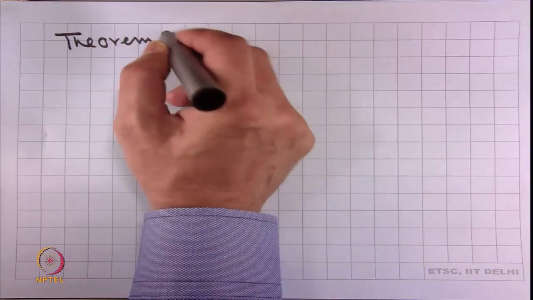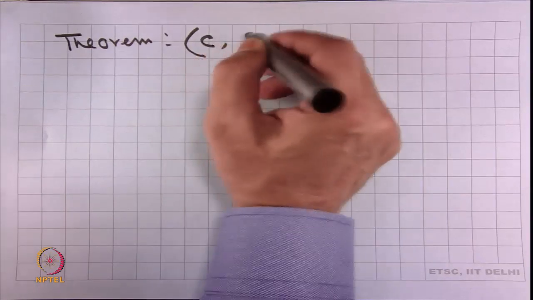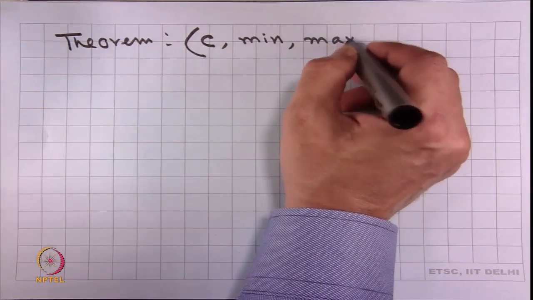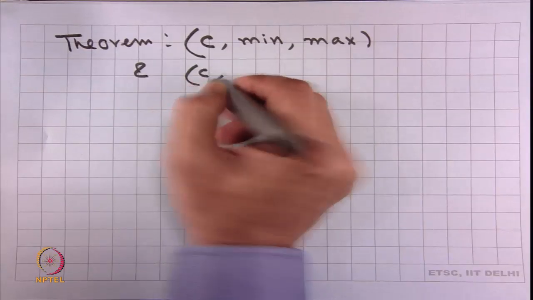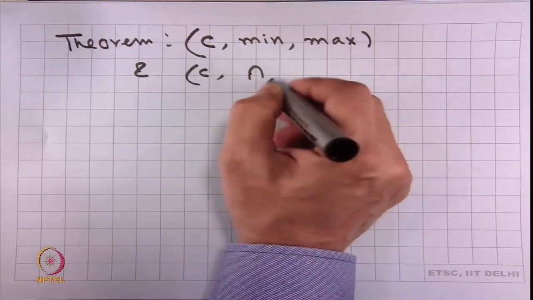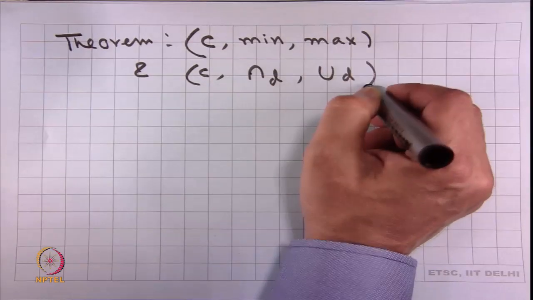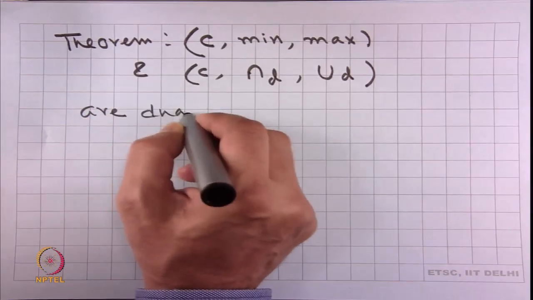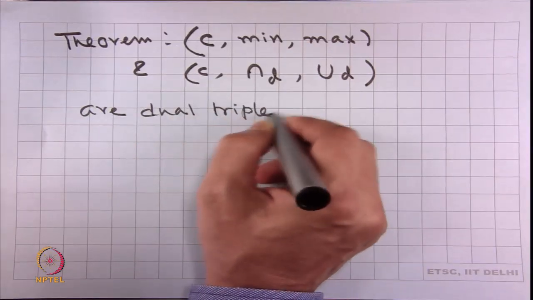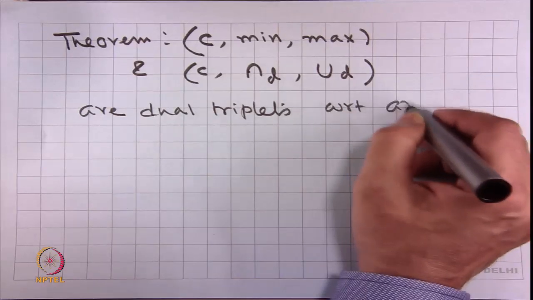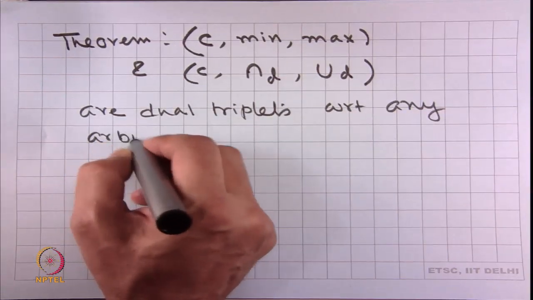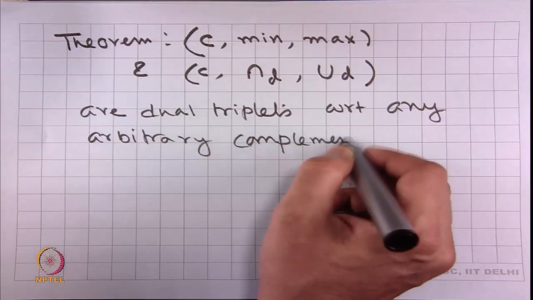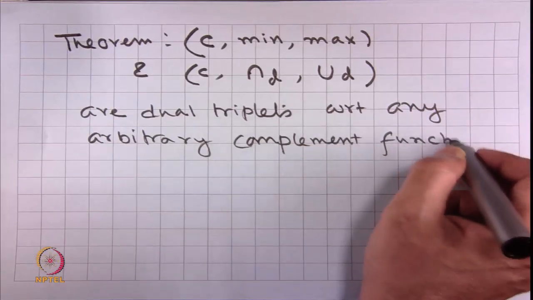Theorem: C comma mean comma max, and C comma drastic intersection and drastic union are dual triplets with respect to any arbitrary complement function C.